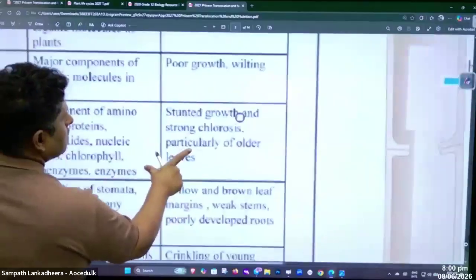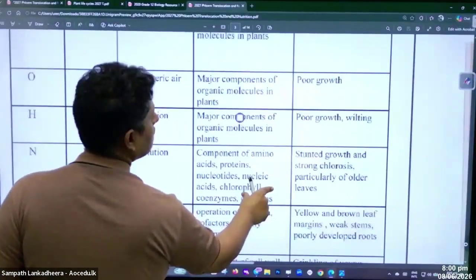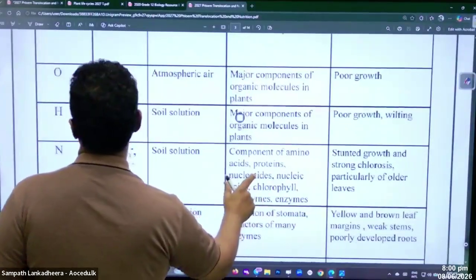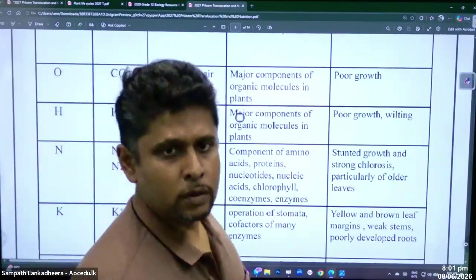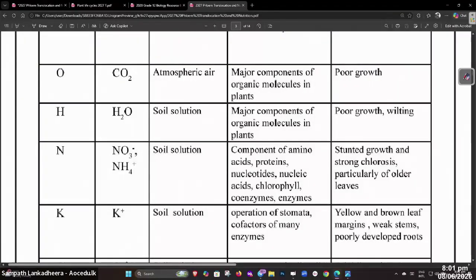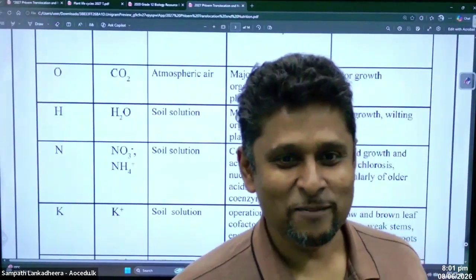We can go with this. We can go with this. This we can do. Right? So here, Kerala, sir.